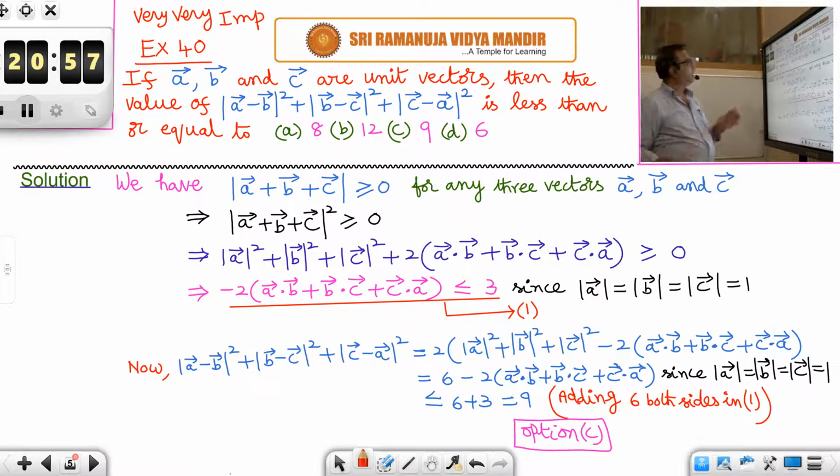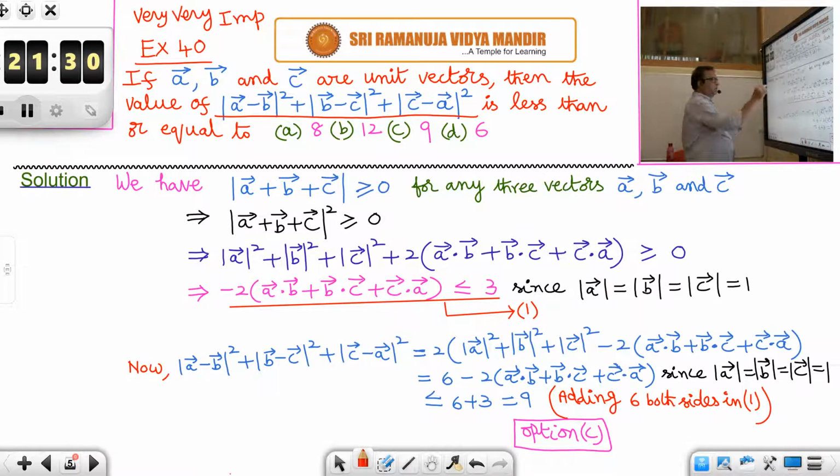Okay, then the value of mod of A bar minus B bar whole square plus mod of B bar minus C bar whole square plus mod of C bar minus A bar whole square is less than or equal to, so 4 values are given. So that means he wants the maximum value of this quantity.